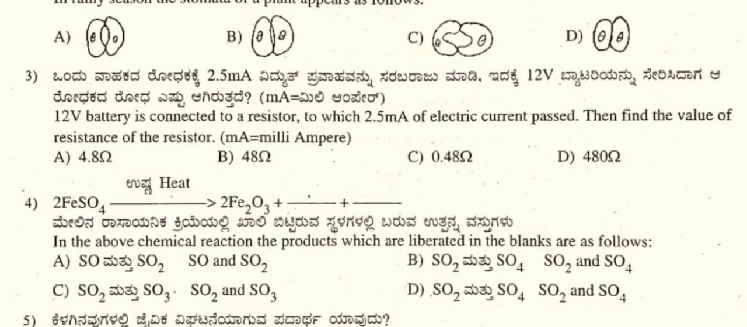Now the third question is, a 12 volt battery is connected to a resistor through which 2.5 milliampere of electric current is passed. Then find the value of the resistance of the resistor. This problem, to find the resistance if the I and V values are given, we have to take Ohm's law. Ohm's law is applied here. V is equal to I into R.